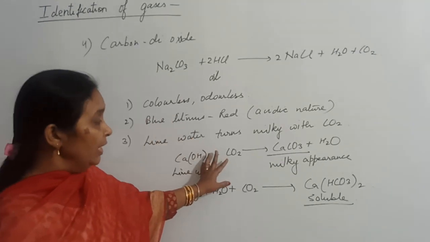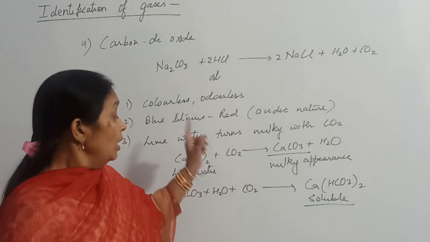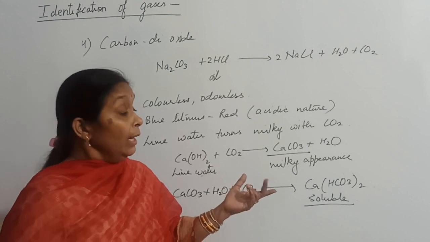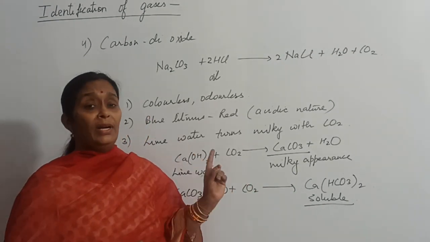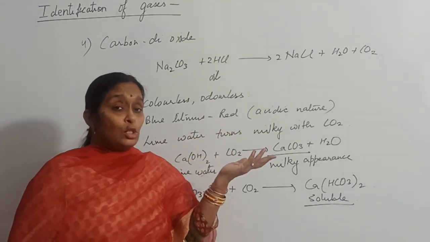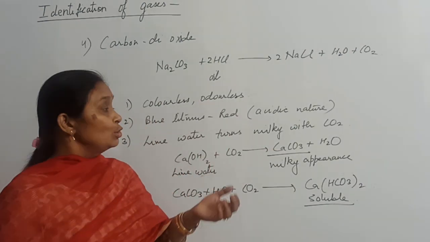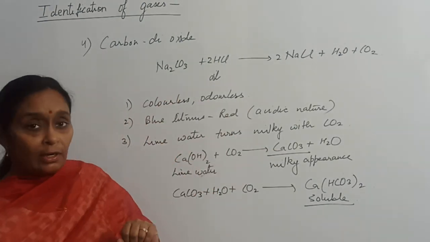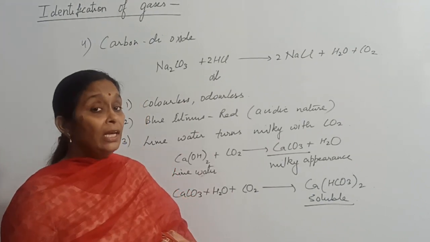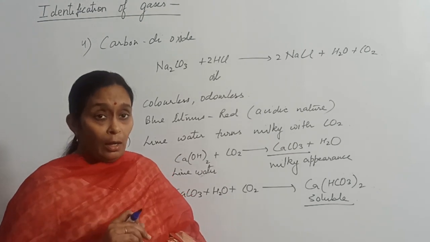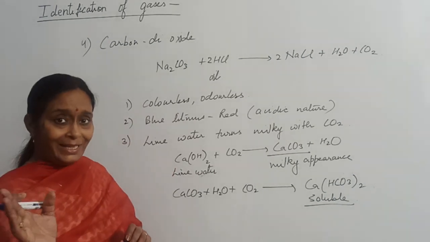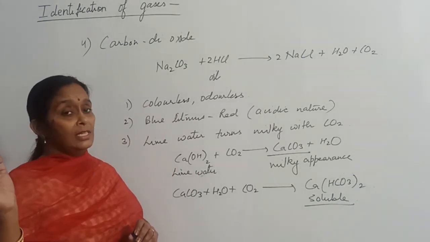Lime water turns milky when you pass carbon dioxide in a small amount, and the milkiness disappears when carbon dioxide is passed in excess. This test is given by carbon dioxide as well as one more gas, sulfur dioxide, which we will study later on. Sulfur dioxide is also acidic in nature, so it also gives the lime water test. When you have to differentiate between carbon dioxide and sulfur dioxide, there is one more test. Here I am going to discuss that test, but not in detail. We will see it again when we discuss sulfur dioxide.